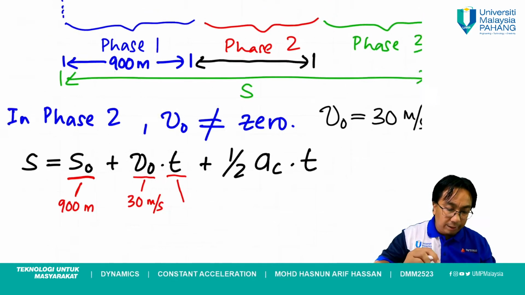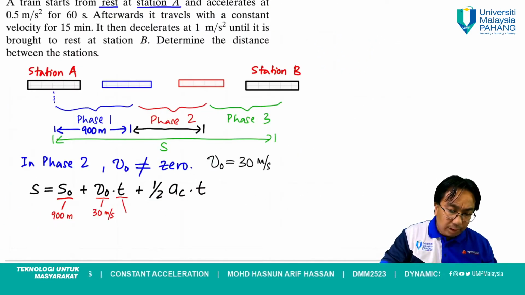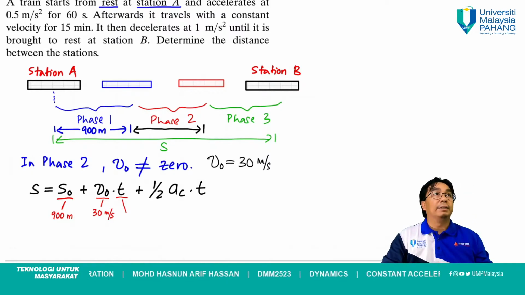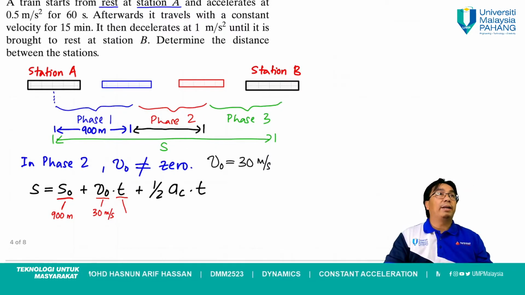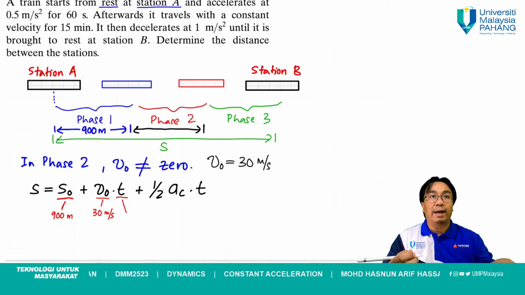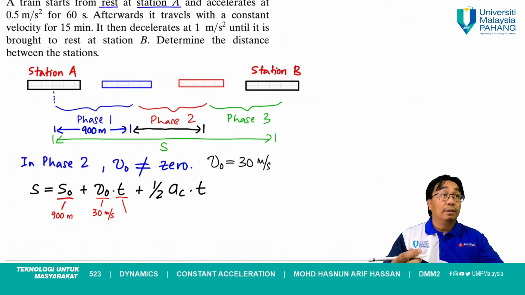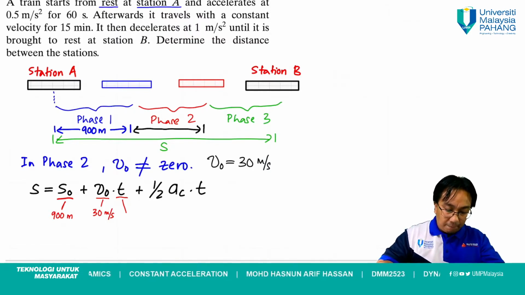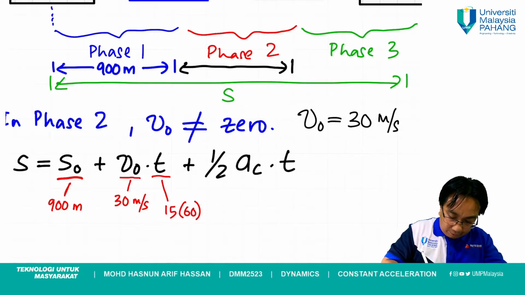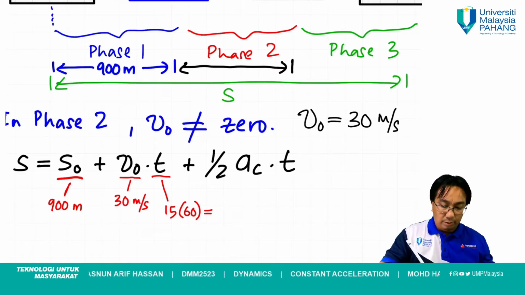Tengok balik soalan. Dia cakap, it travels with a constant velocity for 15 minutes. 15 minit. 15 minit ni berapa? T. T kita calculate dalam saat, dalam seconds. So, 15 minit ialah 15 darab dengan 60 saat lah. So, berapa kita dapat ni? 900 seconds.